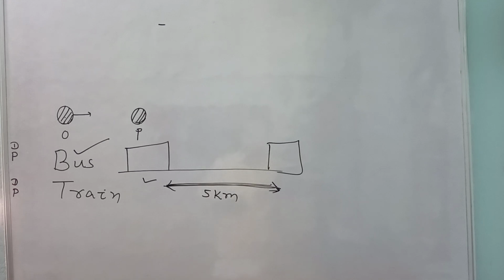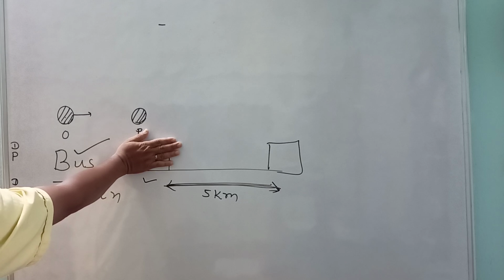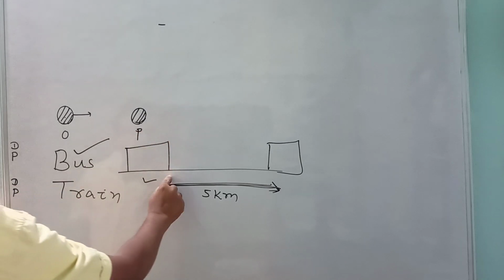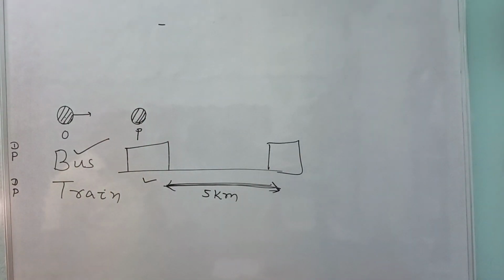One can also raise the question, sir, if bus covers a small distance like 1 meter, 2 meter, whether this is a point object? No. A train covers a distance of 100 meter, whether train is a point object? No. So when the size of the object is very less than the distance it covers, then that object is taken as point object. I think you know what is point object.